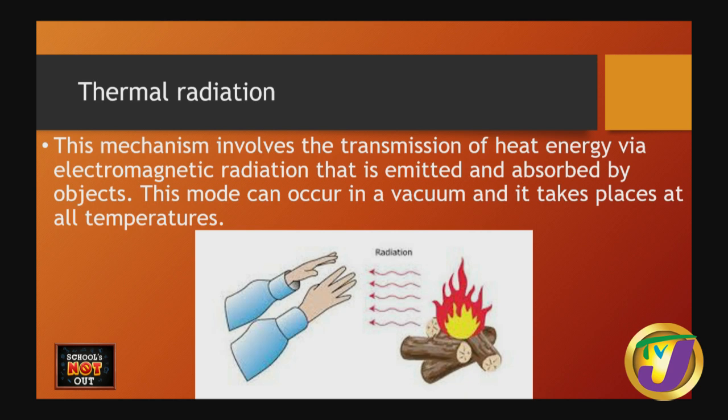Infrared, right, your body gives off infrared radiation. That's thermal radiation taking place. This mode can occur in a vacuum and it takes place at all temperatures. So heat gets to us from the sun. Remember, the sun is the ultimate source of energy. Heat gets to us through a vacuum.